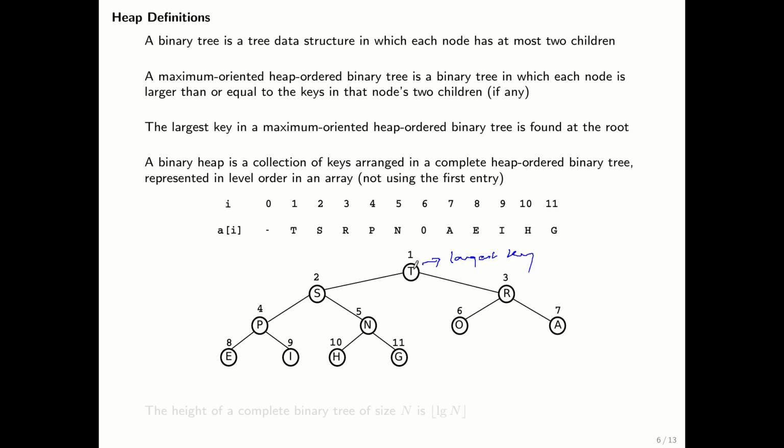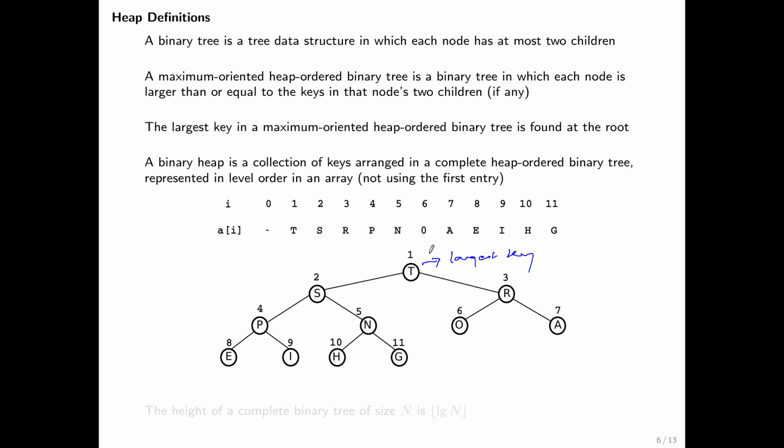Okay. And then the root element whose index is 1 is the very first element in the array. It's at index 1 in the array. And then its two children whose indices are 2 and 3 are these elements S and R in the array with indices 2 and 3. All right. And then S's children whose indices are 4 and 5 in the tree are at indices 4 and 5 in the array, P and N. Okay. And the children of R, which are O and A with indices 6 and 7, are at indices 6 and 7 in the array, and so on and so on and so on.